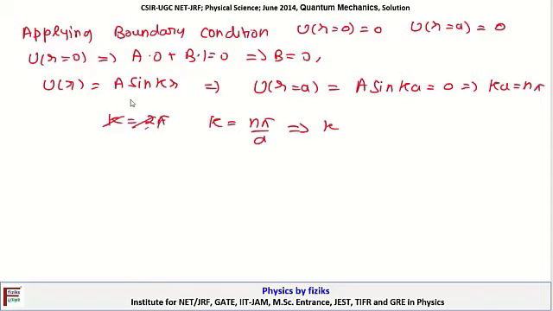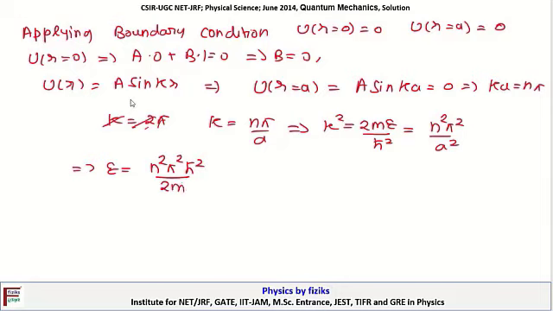But we know k² equals 2mE/ħ², that is n²π²/a². So this implies E would be nothing but n²π²ħ² by 2ma², Eₙ, and the ground state energy would be π²ħ² by 2ma². From here we can determine the normalization coefficient.